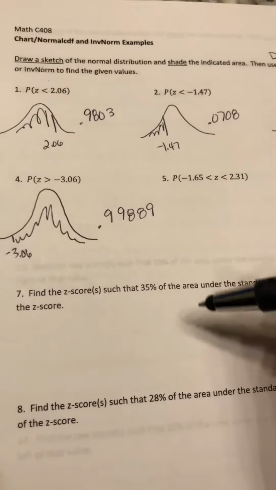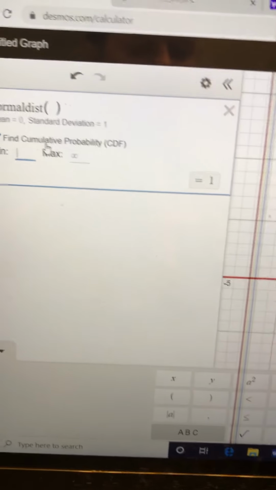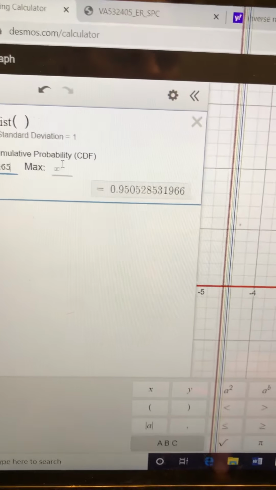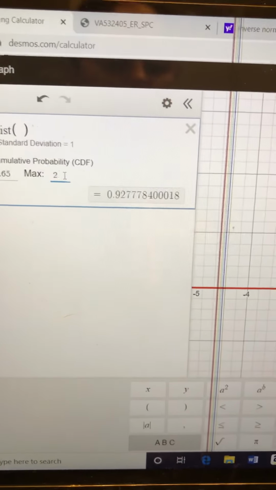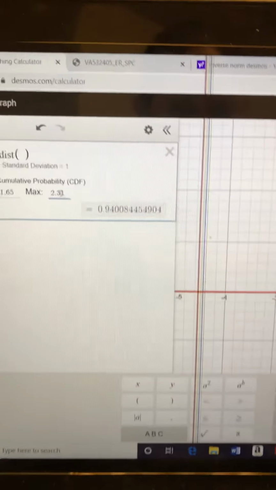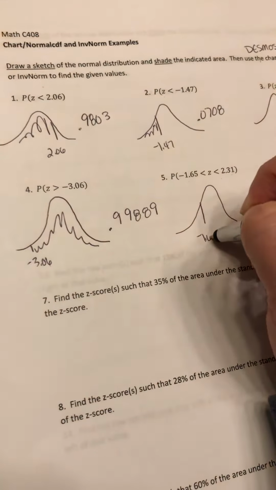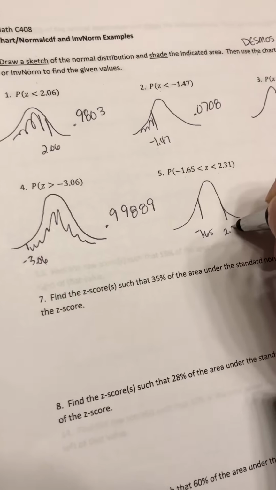To do between two numbers, if you use the chart, you've got to take the bigger one minus the smaller one. If you do the calculator, you go to second vars, normal CDF, and then do your min, comma, your max. Same way with Desmos, you change your min and your max. Negative 1.65, I forgot to draw it, to 2.31. So negative 1.65 to 2.31. Let me draw it real quick here. So here's negative 1.65 and here's 2.31. Like I said, when you sketch these, they don't have to be super perfect. The answer is 0.9401.